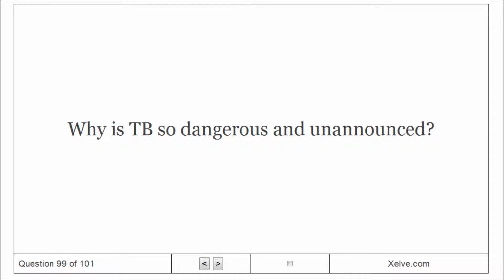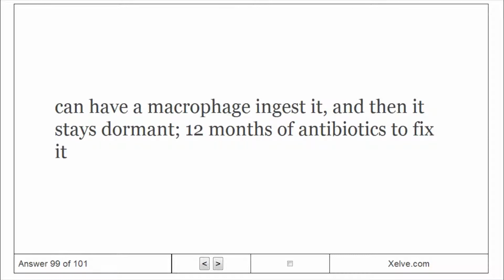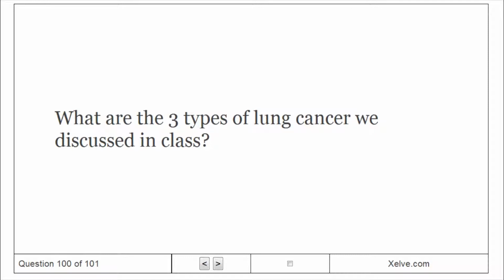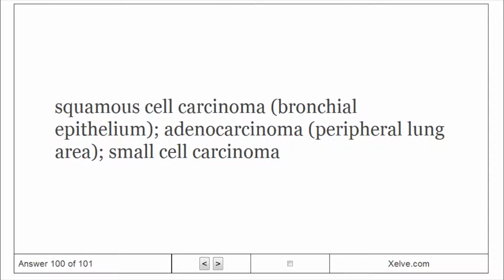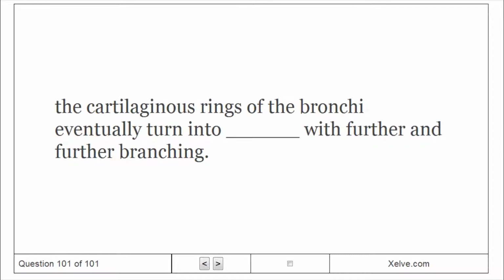Why is TB so dangerous and unannounced? Can have a macrophage ingest it, and then it stays dormant, 12 months of antibiotics to fix it. What are the three types of lung cancer we discussed in class? Squamous cell carcinoma, adenocarcinoma, small cell carcinoma, peripheral lung area, small cell carcinoma. The cartilaginous rings of the bronchi eventually turn into blank with further and further branching plates.